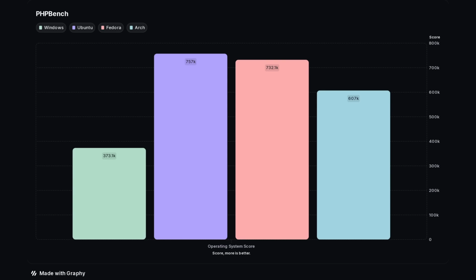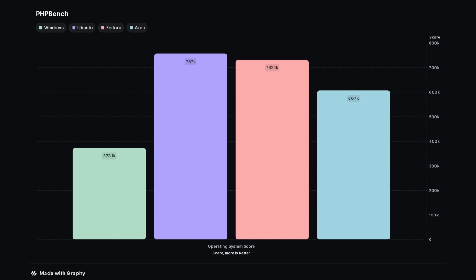Next up is PHPBench. This is a whole benchmark suite for PHP. This performs a large number of simple tests in order to bench various aspects of the PHP interpreter. This one is another definite Linux advantage, but in this case, there were some big differences between some of the distributions.